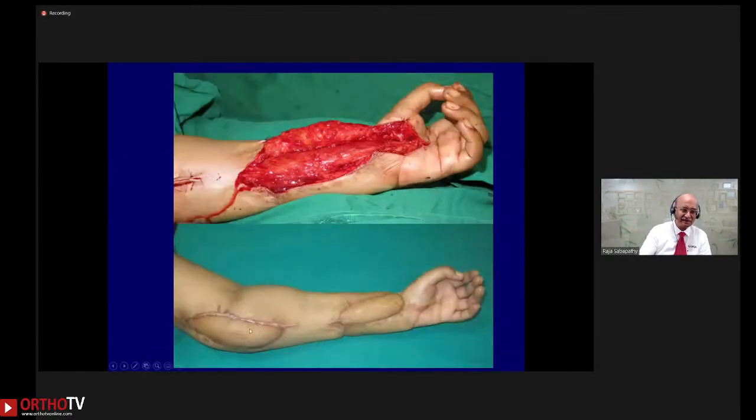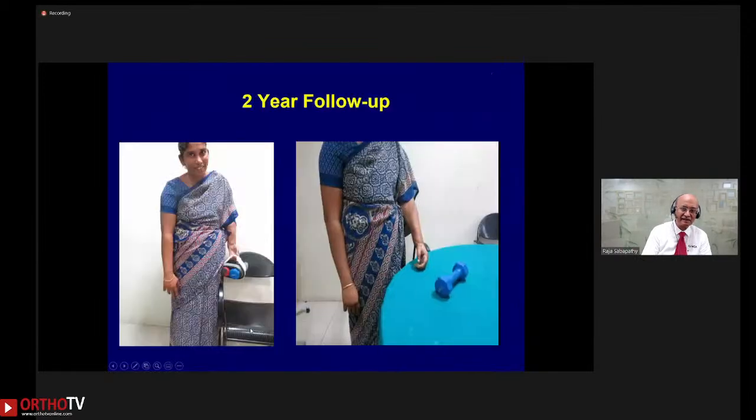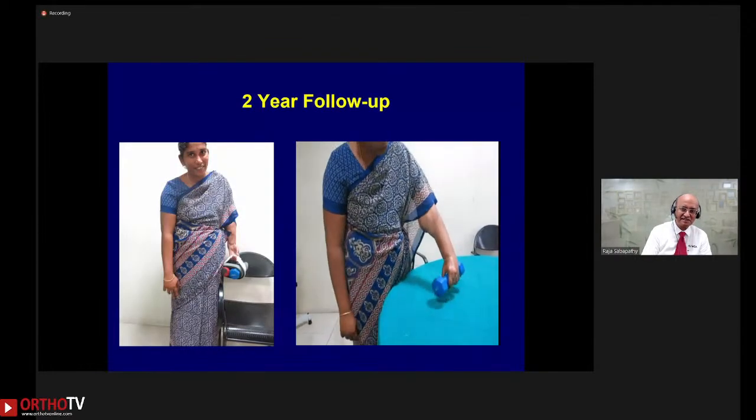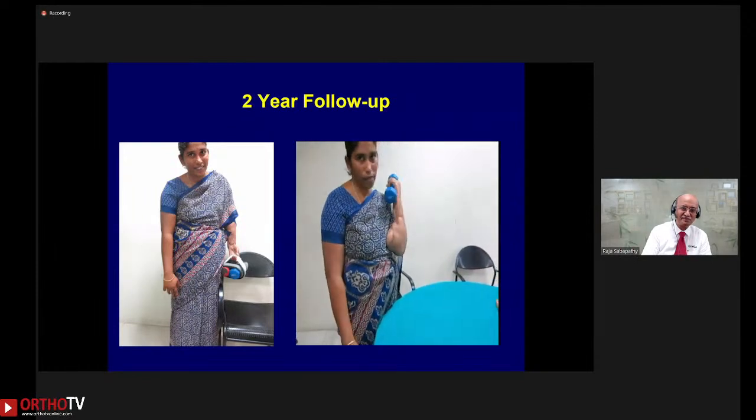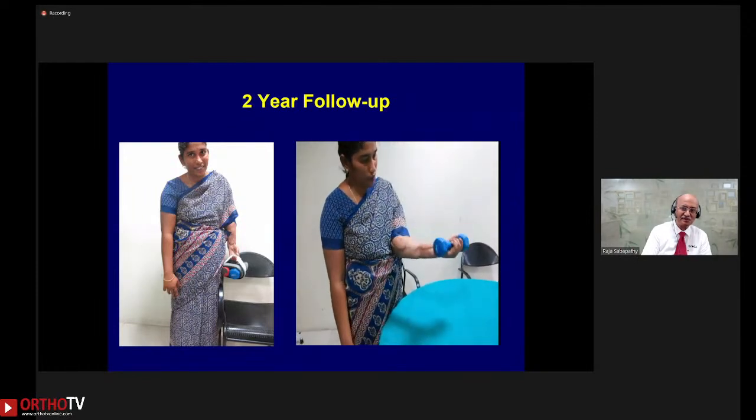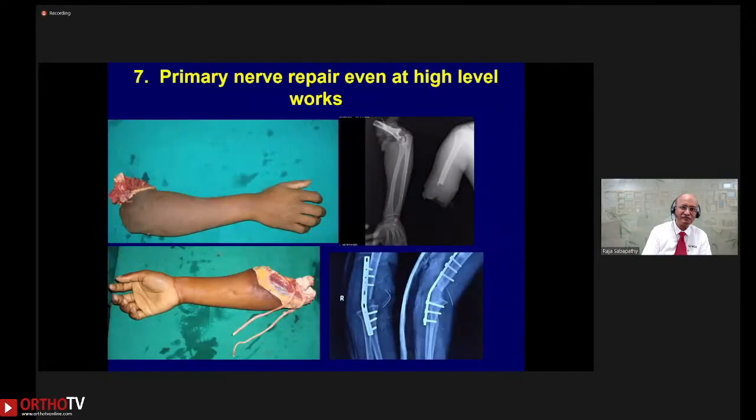So there's the island of free functioning gracilis. And you see, once she does that, now she's able to hold up with the gracilis. Now she's able to hold up 2 kilograms of weight. People wonder whether primary nerve repair at a proximal level works.